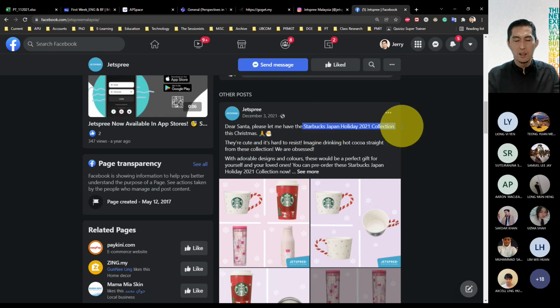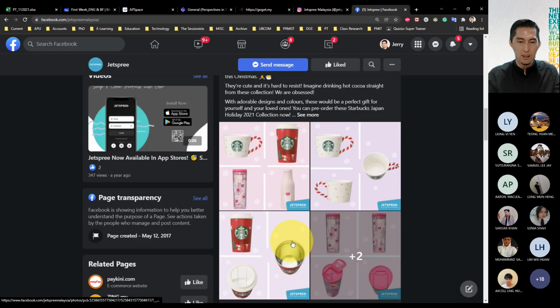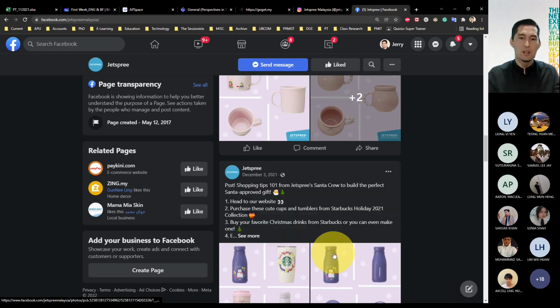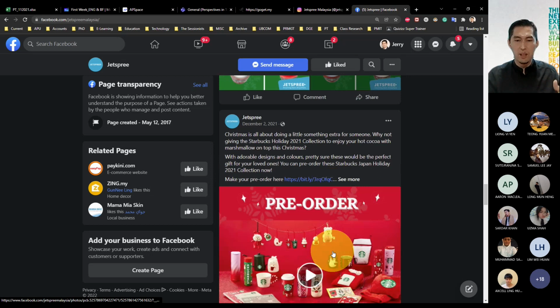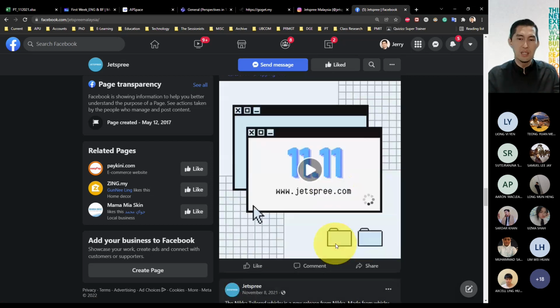Starbucks Japan holiday collection, Christmas. So this is something you can't just easily buy online here in Malaysia, at least, right? What they do is that I feel it is quite interesting to see things like that. If you know about a certain product that only exists within the country and is not internationally available, this seems to be the platform to go to for you to obtain that.